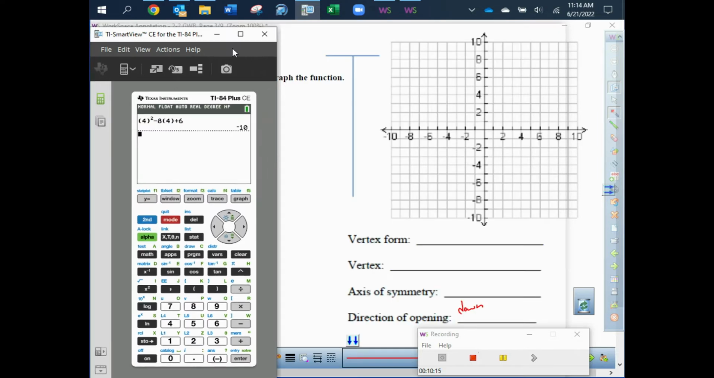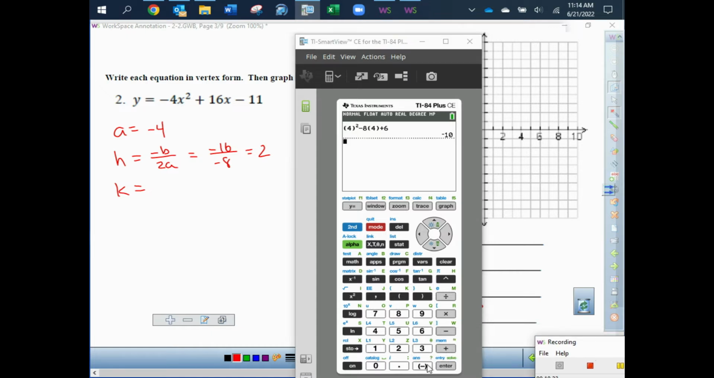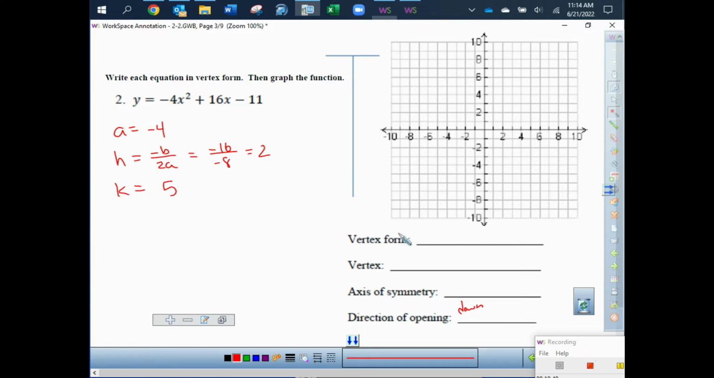Now, let's actually punch the correct number into the calculator. Let me make this small again so we can see what we're doing. We're going to put 2 in for x. So negative 4, then your parenthesis, and we're putting 2 in for x. That's got to get squared, plus 16 times 2 minus 11. Enter. And I get myself a 5 back. I hope you got the same thing.